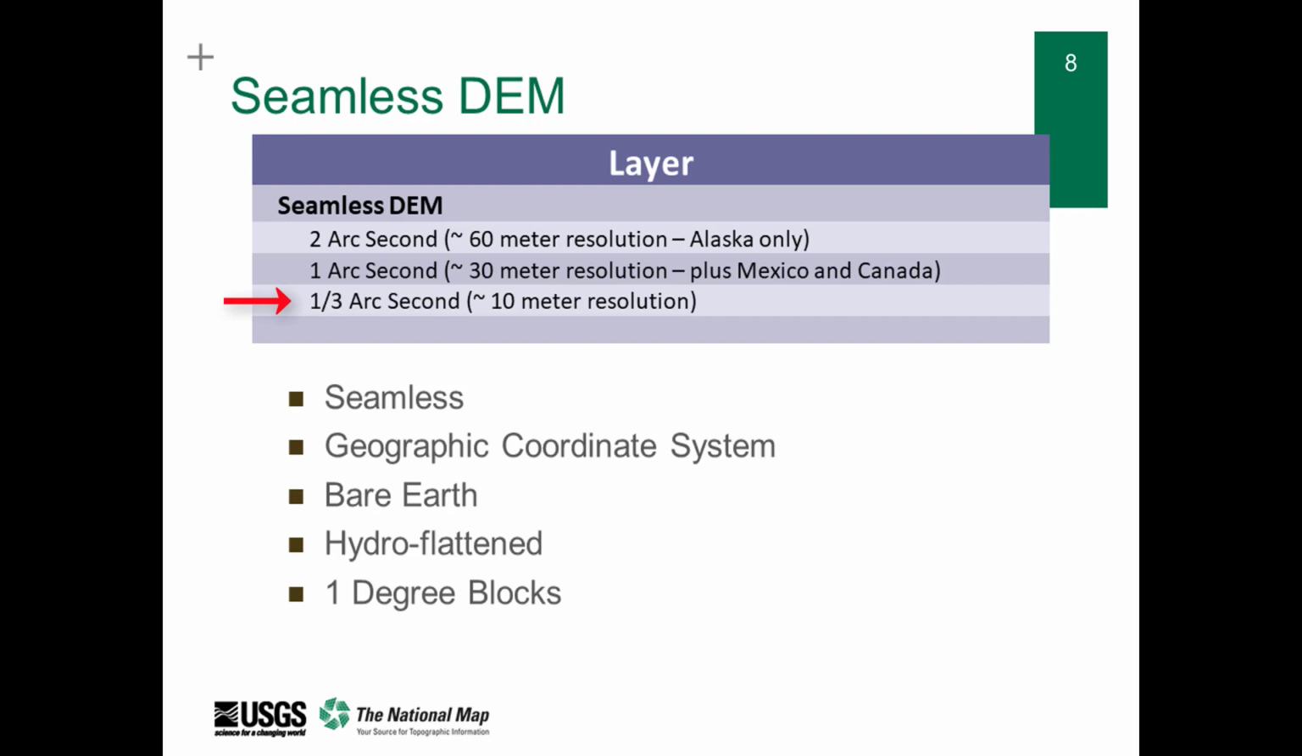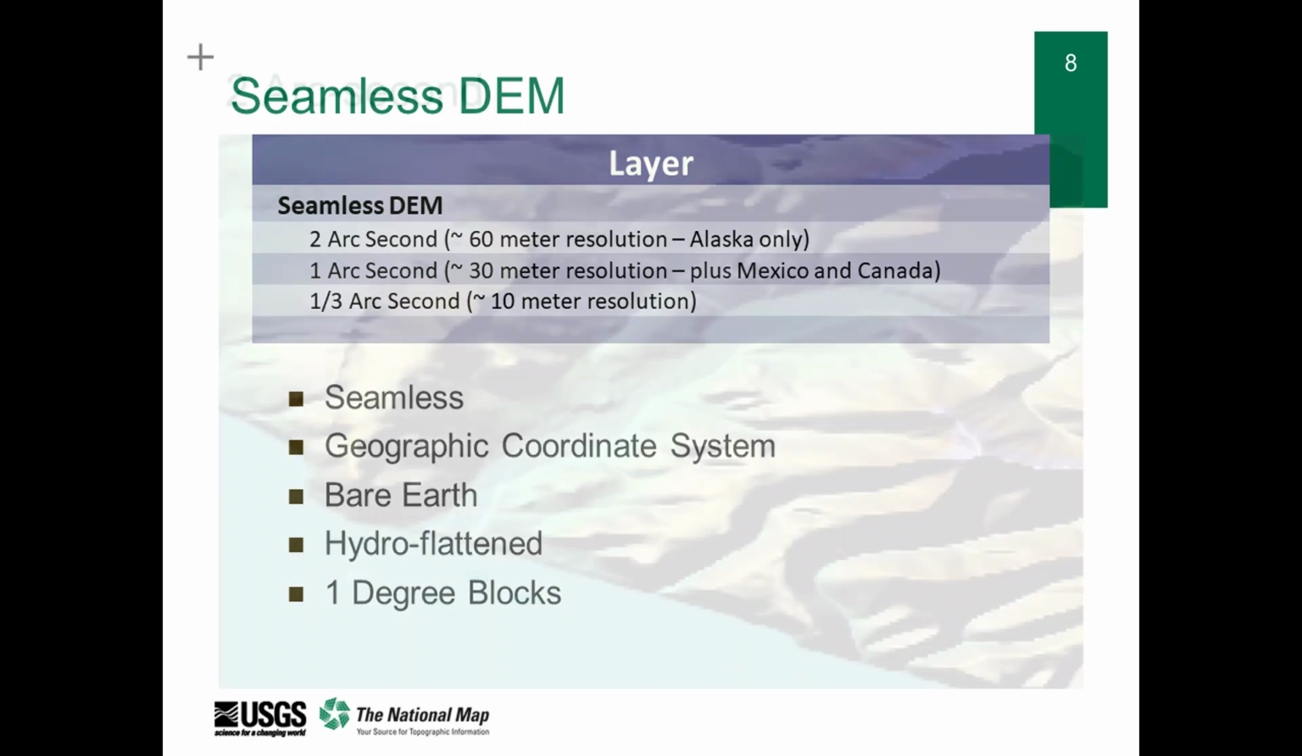1/3 arcsecond or 10 meter resolution and 1 arcsecond 30 meter resolution DEM data have been around since long before 3-DEP. These early DEMs are based on original topographic map contour lines, so their data sources are older. The 1/3 and 1 arcsecond DEMs are now being replaced by new versions, made from Lidar as it becomes available.